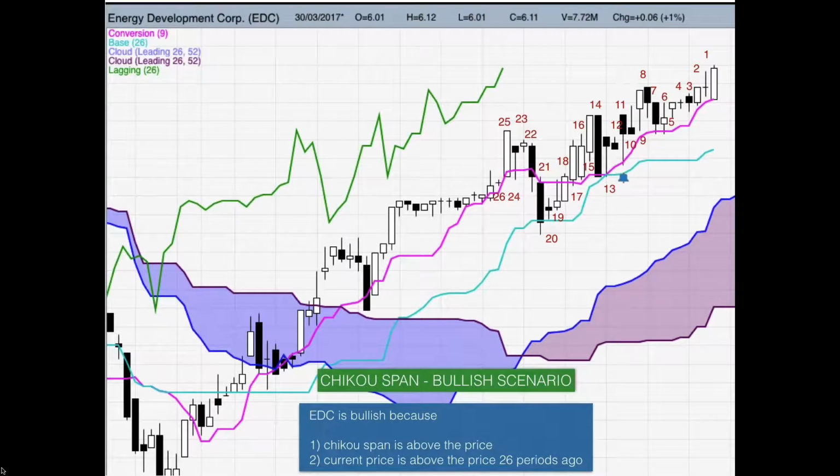Now here's a bullish scenario. EDC in this chart or in this time period is bullish because the Chikou span is above the price and the current price is above the price 26 periods ago. This is the Chikou span and it is above the price. We compare that to number 1, which is the current price. We see that it is higher than the prices then. Therefore, the trend is upward.